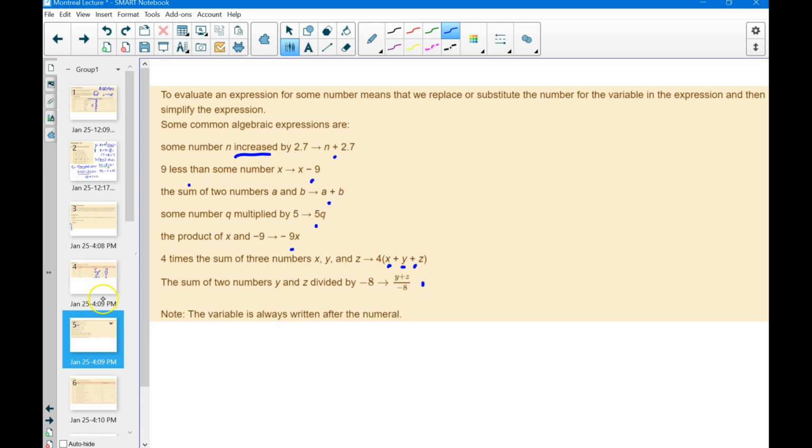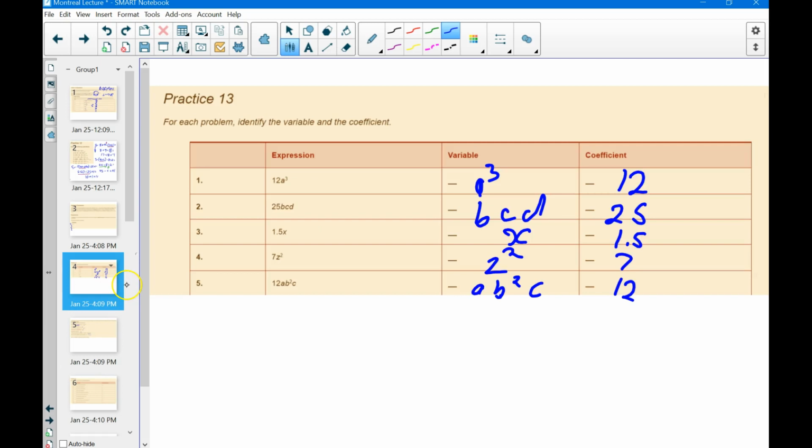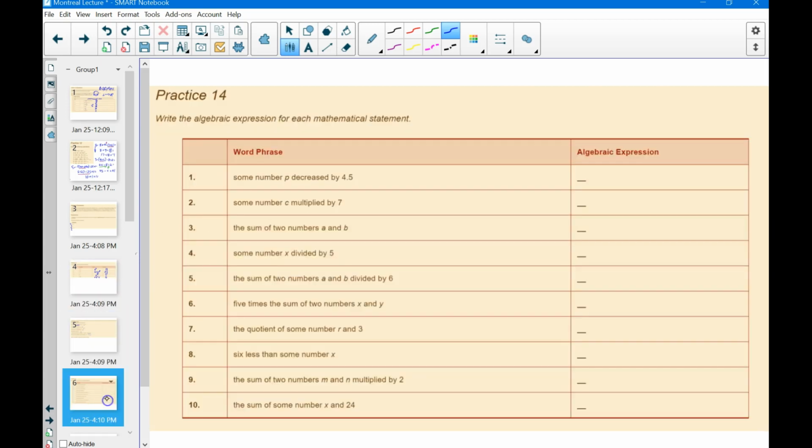Alright. Let's take a second and try some of those out. Practice 14 says some p decreased by 4.5. Basically, if it's decreased by 4.5, we have p minus 4.5. C multiplied by 7 will be simply 7c. Sum of two numbers, a and b, would be just a plus b.